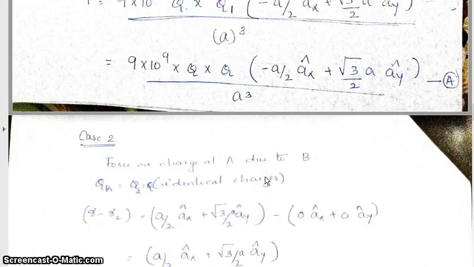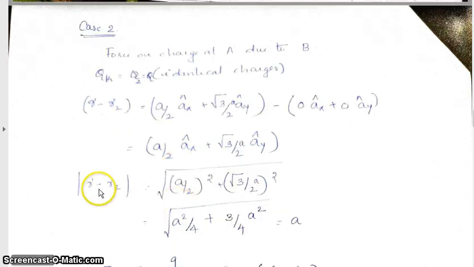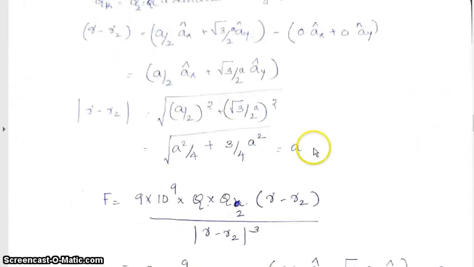Okay, now in the second case what you have to do is you have to find the force at A due to B. Okay, so you have to find the position vector difference R minus R2, where R is a position vector of my A and R2 is a position vector of my B. A, you know, A by 2ax plus root 3 by 2ay, and B is 0, 0. You can find the difference, you will get this one, and then you can find the modulus, that is R minus R2, A by 2 the whole square plus root 3 by 2a the whole square, the whole root. Finally you will get A.